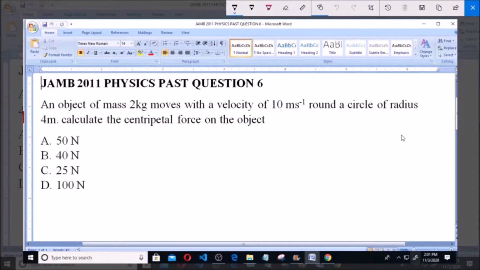An object of mass 2 kg moves with a velocity of 10 meters per second round a circle of radius 4 meters. Calculate the centripetal force on the object. A. 50 Newton, B. 40 Newton, C. 25 Newton, D. 100 Newton.